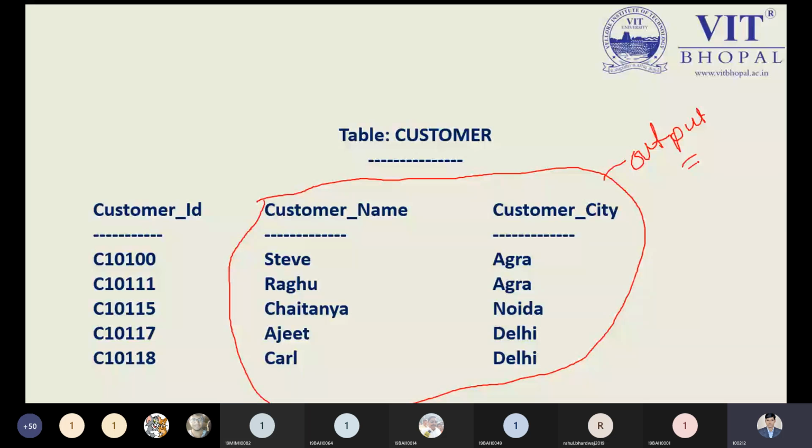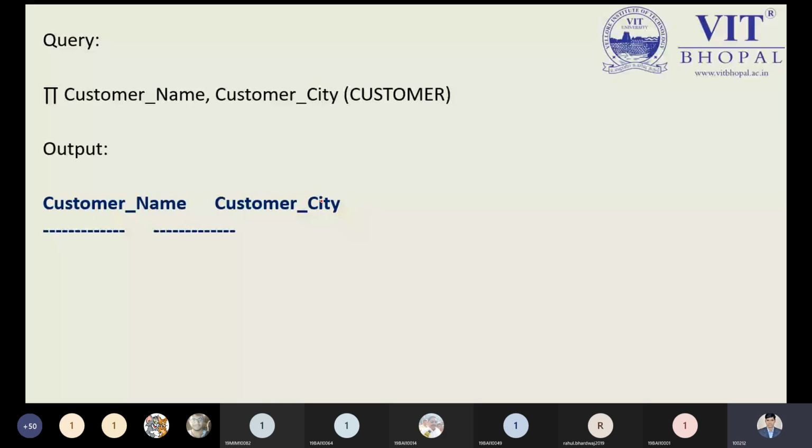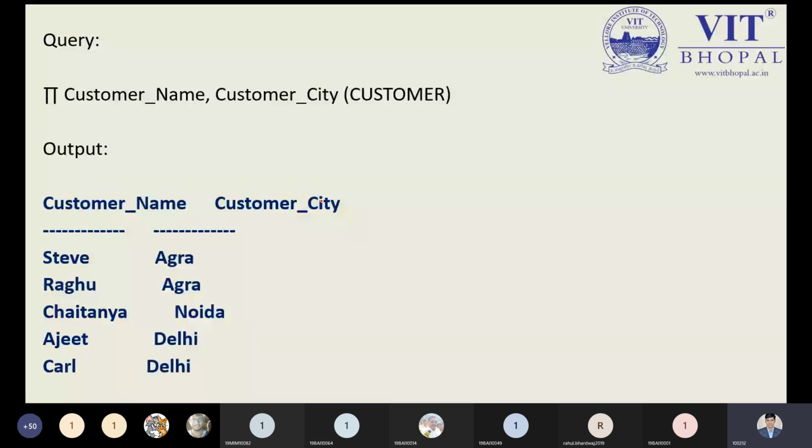So let me check the output. Okay, these are the columns we have, and respectively the values will be printed. All the values of the respective column names, or we can say the domains of the customer name and customer city, will be printed over here, because we have not decided any condition. So no conditions are there. All the values are to be printed over here. So this would be our output.